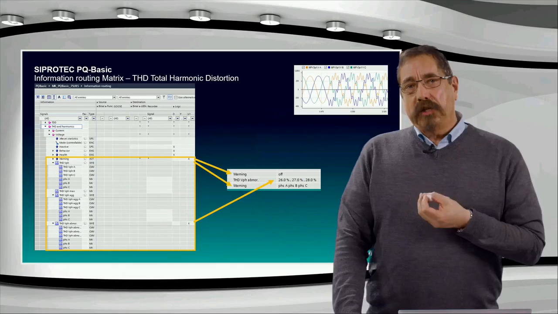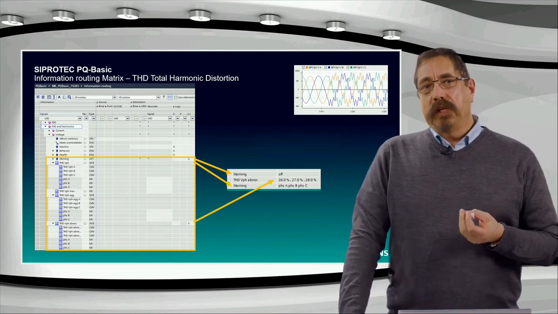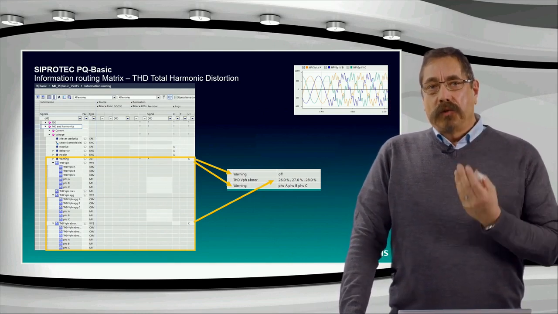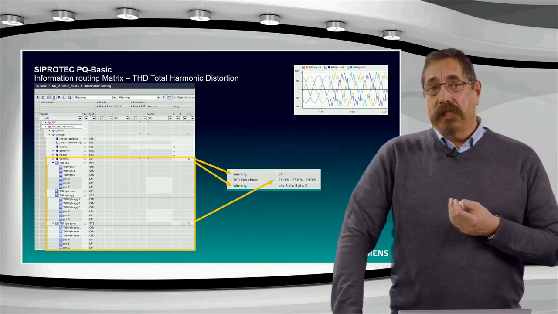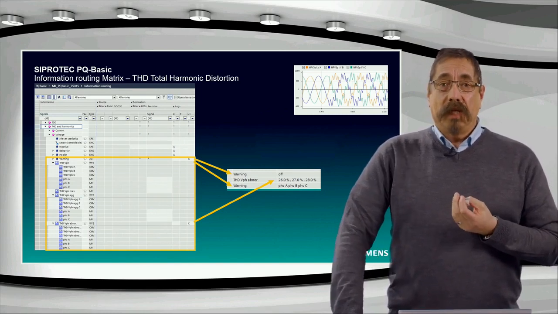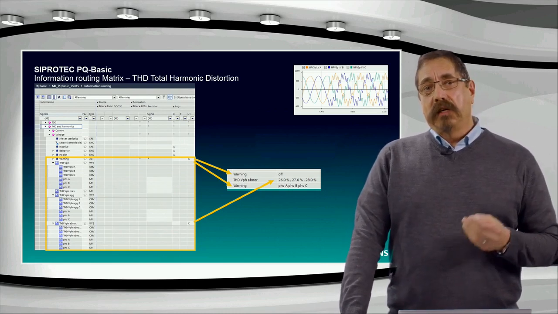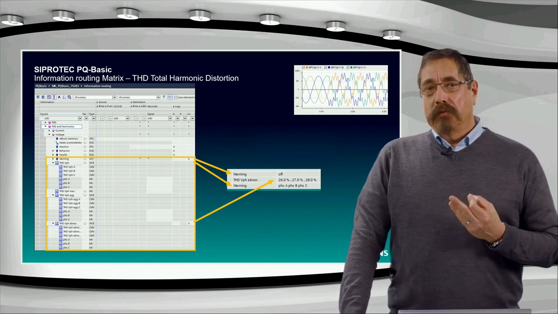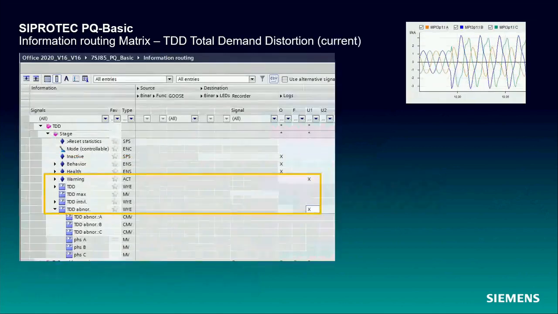For the THD, the total harmonic distortion, the routing matrix allows only two kinds of information. However, that information covers combined results data. That means the warning on includes the affected phases, and the THD voltage phase abnormal includes the extreme value per phase. Absolutely similar are the routing possibilities for the total demand distortion.